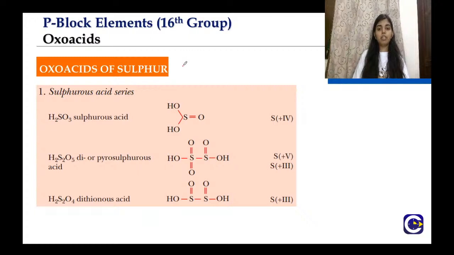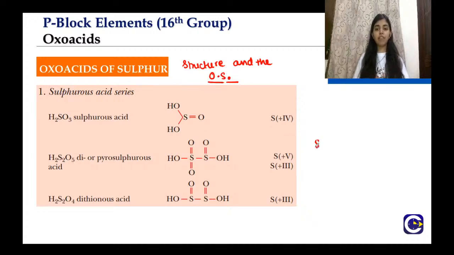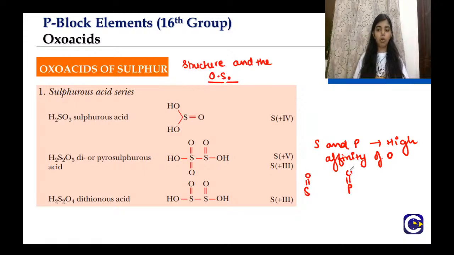Now we come to the structure basically, that is very much important. Structure and the oxidation state. So first, if you consider H2SO3, whenever you are drawing oxoacids of sulfur, remember that sulfur and phosphorus both have high affinity for oxygen. That means they tend to form S double bond O and P double bond O, right?